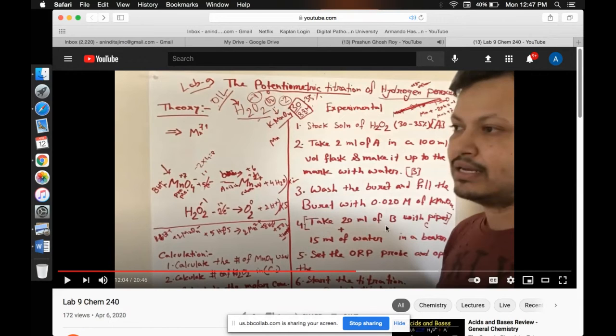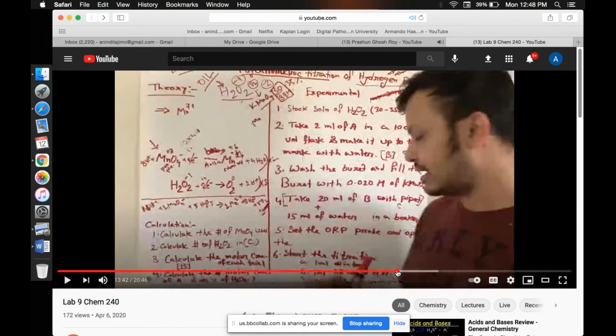Okay, so you will take 20 ml of B, hydrogen peroxide, with the pipette, plus 15 ml of water in the beaker. I labeled it as C. Why have we added water? Just to submerge the probe and set the ORP probe, and we will start the titration.